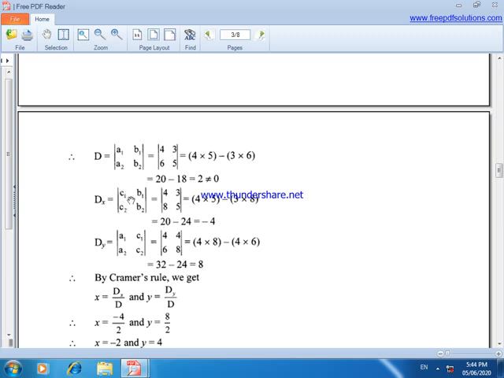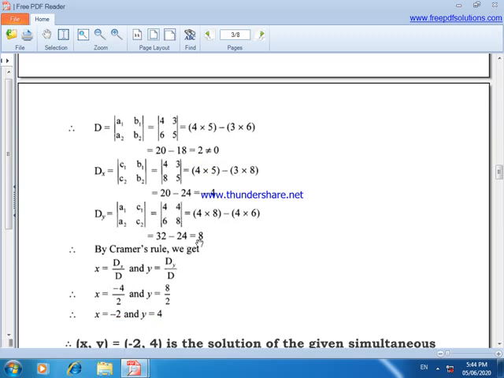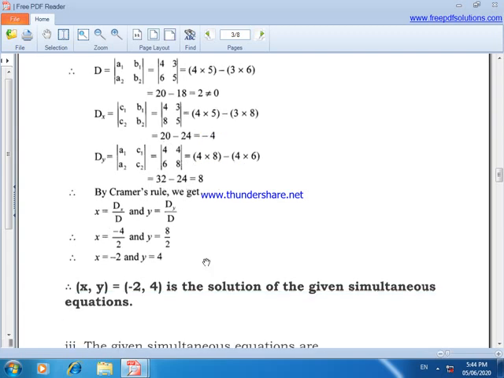Dx: a1 a2 missing, instead of a1 a2 we take c1 c2, c1 c2 b1 b2. c1 is 4, c2 is 8, b1 is 3, b2 is 5. 4 into 5 minus 3 into 8: 4 5s are 20, 3 8s are 24, 20 minus 24 is minus 4. Dy: a1 a2 c1 c2, 4 6 4 8, 4 into 8 minus 4 into 6: 4 8s are 32, 4 6s are 24, 32 minus 24 is equal to 8.